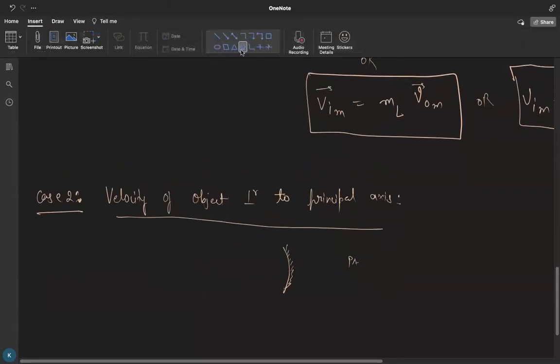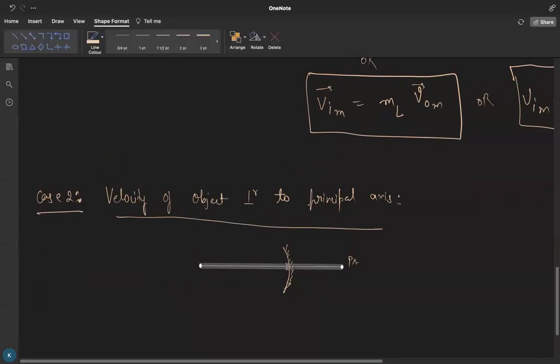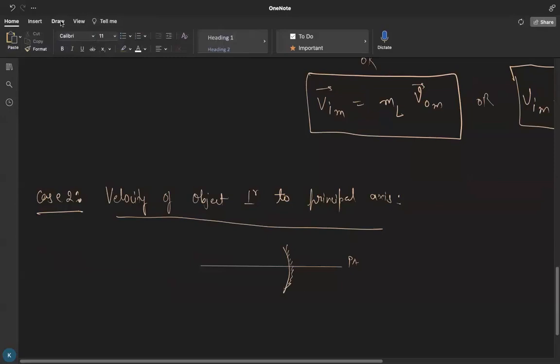Can I insert? Yeah, I can insert from here. Okay, that's fine. I think I have to do something. Okay, that's fine.